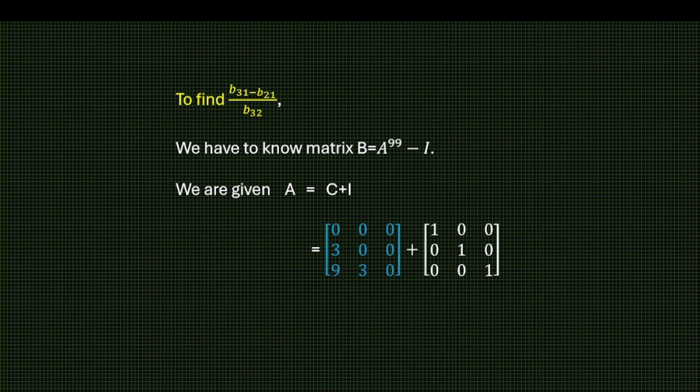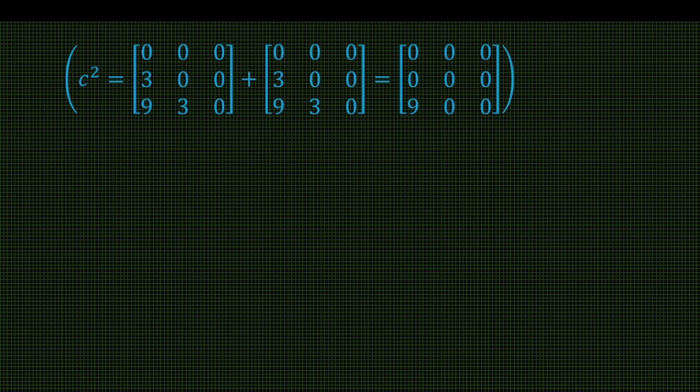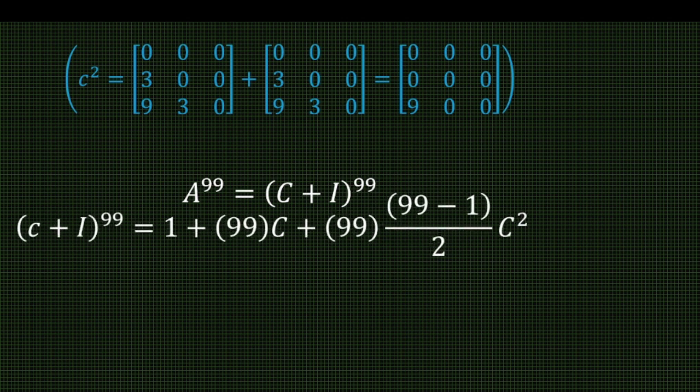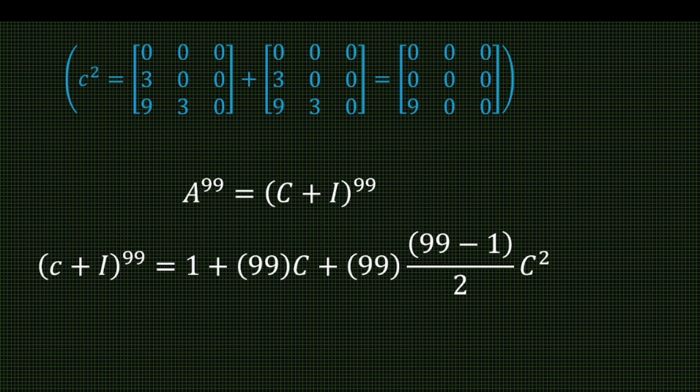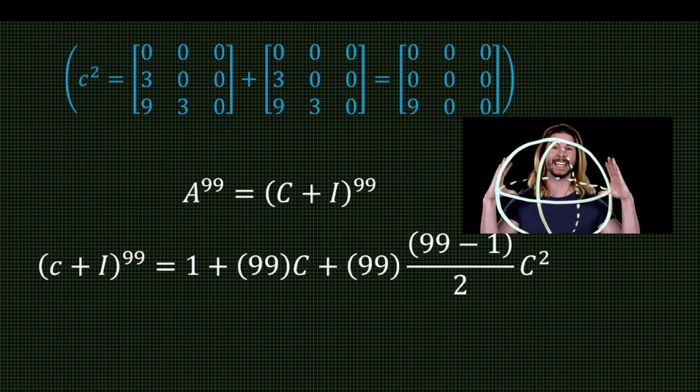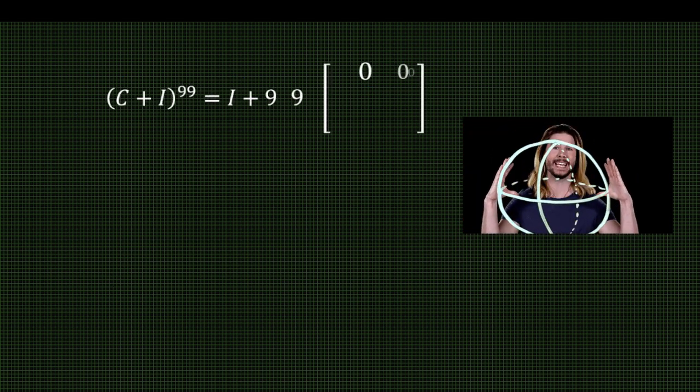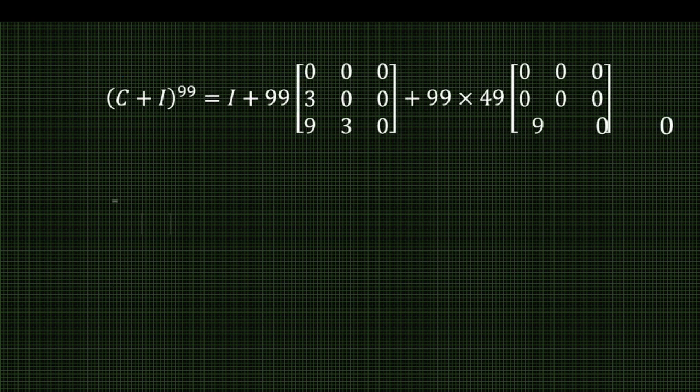Now let's look at the powers of C. C square has 9 only at the 3 1 position and all other entries are 0. So if we calculate C cube, every entry becomes 0. That is, C is a nilpotent matrix of order 3. So we expand I plus C to the power 99. All terms after C square vanish completely.